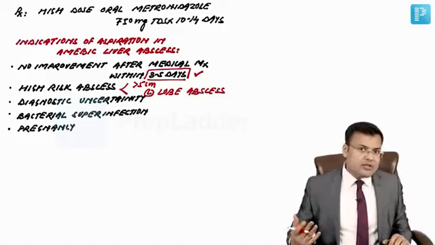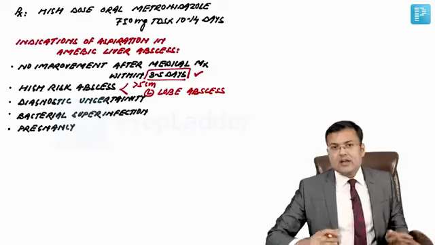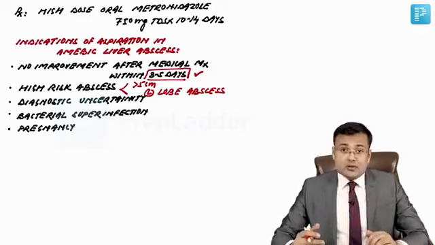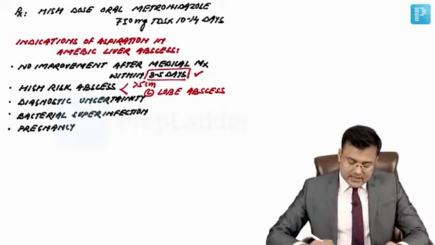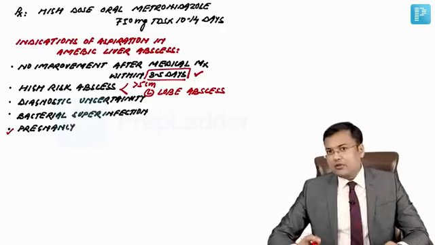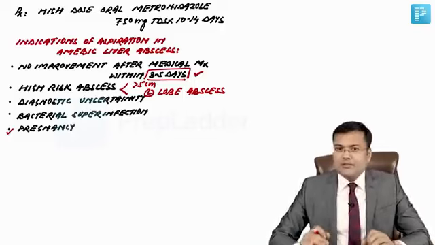if there is diagnostic uncertainty, we have to aspirate. Sometimes there is bacterial superinfection, meaning amoebic liver abscess is converted into pyogenic liver abscess, then also we have to aspirate. And high dose metronidazole is not safe in pregnancy, that's why pregnancy is also an indication. So these are the indications of aspiration. This is the treatment of the patient.